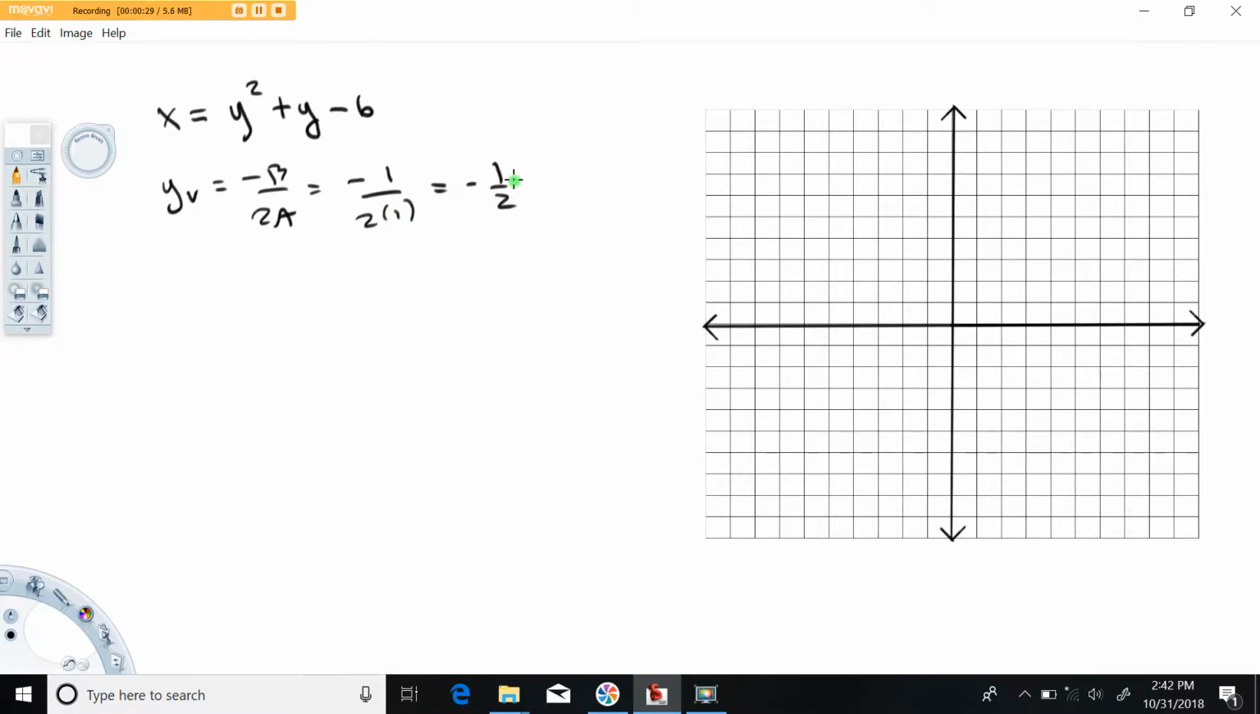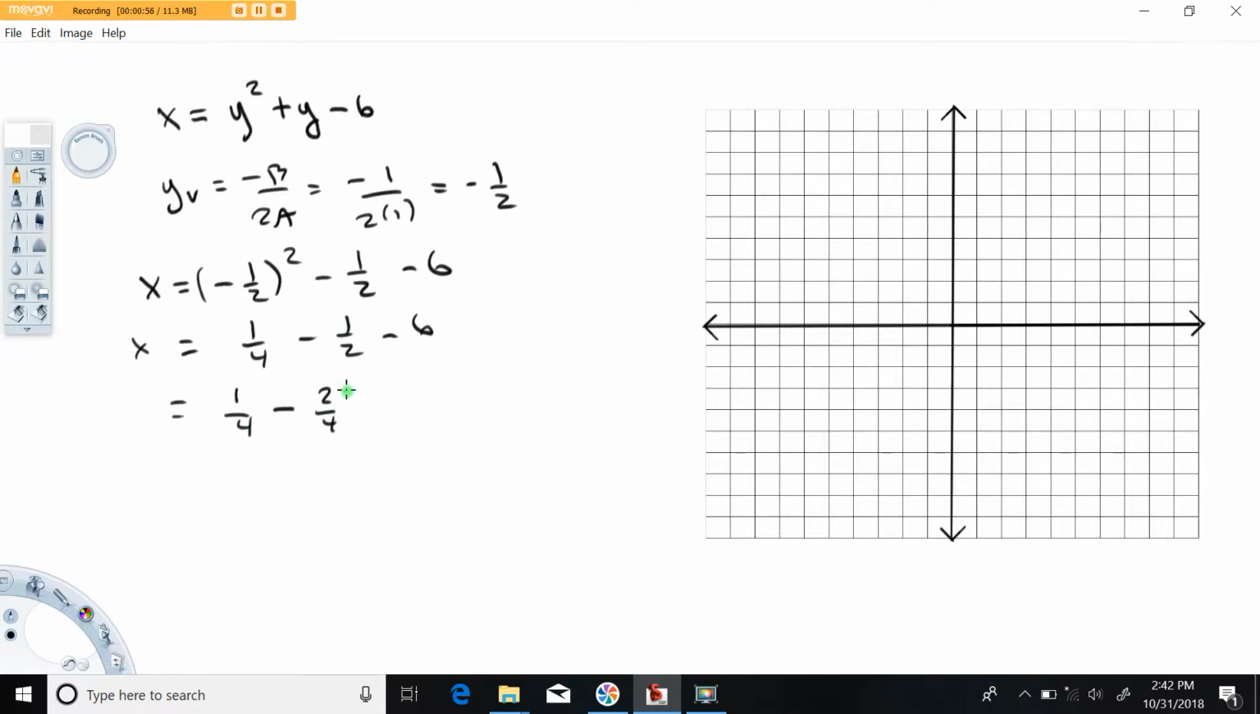All right. X coordinate we can get by plugging that back into this equation here. Minus 1/2 squared minus 1/2, and then minus 6. That's going to be 1/4 minus 1/2 minus 6. All right, let's deal with this now. Fractions, everybody loves fractions, right? Common denominator is a 4, so we can write this as 1 over 4. This one will be 2 over 4, because we have to multiply by 2 over 2. And that one's going to be 24 over 4, because we have to multiply this by 4 over 4 to give that a denominator of 4.